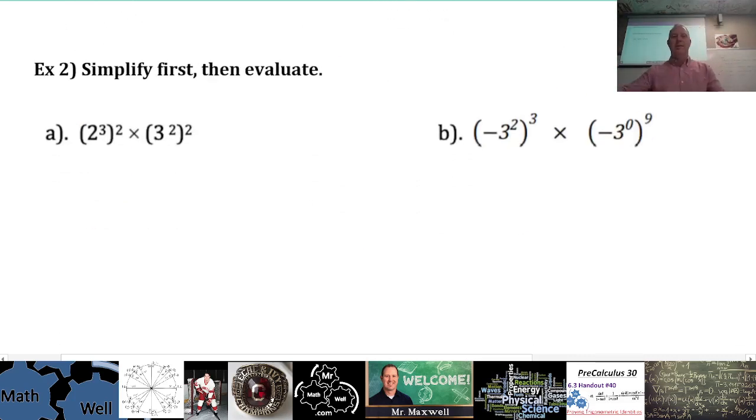Okay. So here, example 2, simplify first, then evaluate. So we're basically going to do everything that we did before, except at the end, let's evaluate the power to get a real number answer instead of just in exponent form. Okay. So this first value is 2 to the power of what? Okay, I multiply, so that's 3 times 2 is 6.